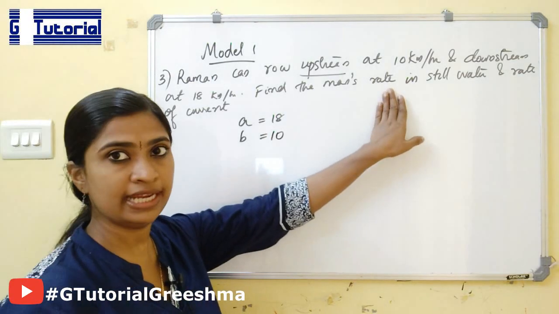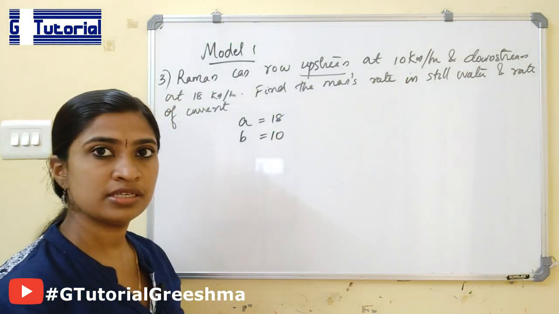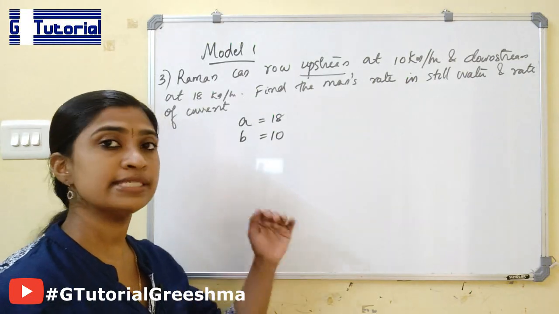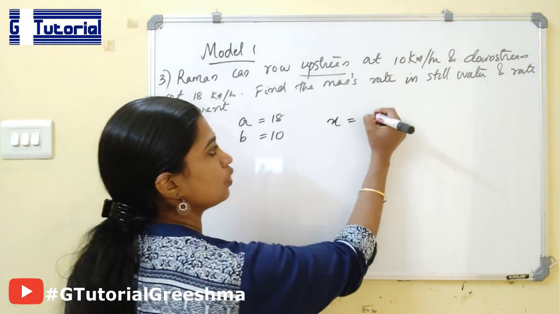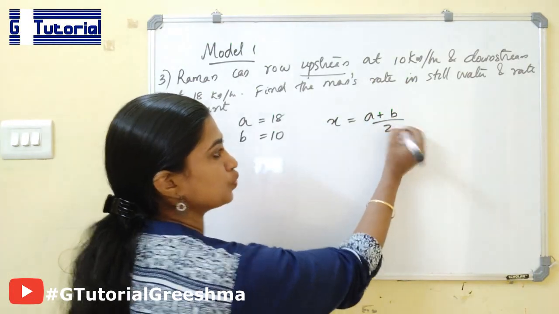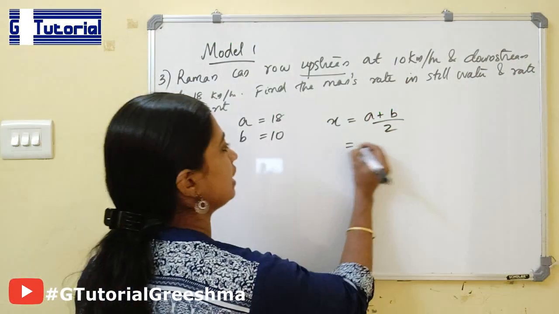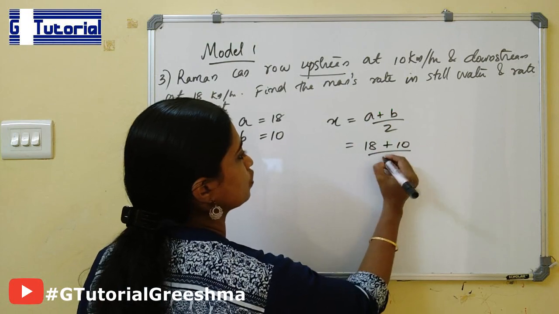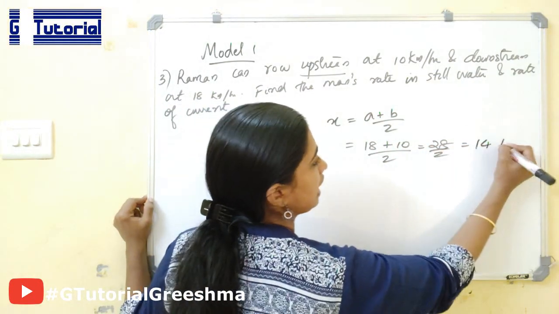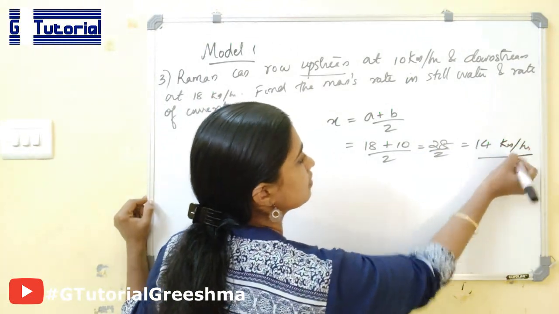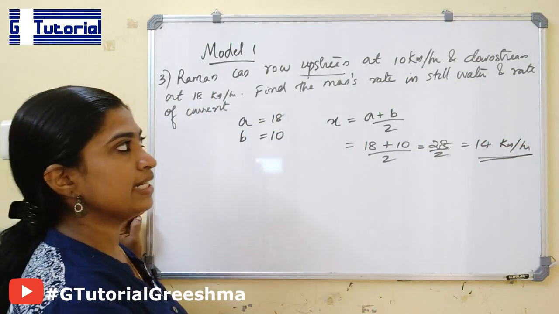Find the man's rate in still water. What is asked? The speed of boat or man sitting in the boat in still water. That is denoted by letter x. X is equal to (A plus B) by 2. So (18 plus 10) by 2. 28 by 2, which is 14 km per hour is the man's rate in still water.